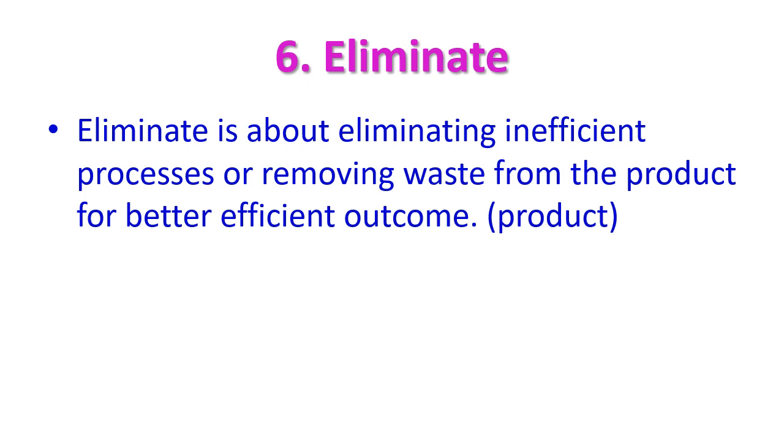The fifth one is eliminate. Eliminate is about eliminating inefficient processes or removing waste from the product for a more efficient outcome. Outcome means product. So to get an efficient final product, we need to remove the wastage from the existing product or the inefficient process from the existing process, which is called eliminate.